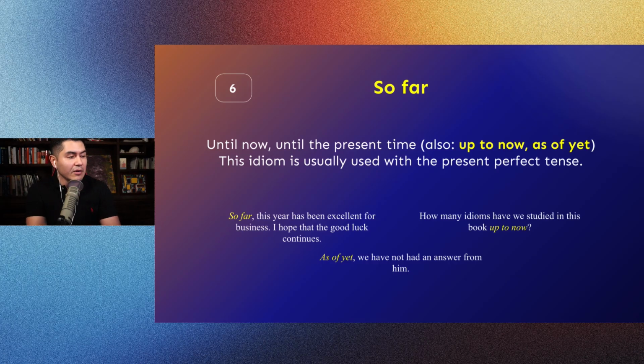As of yet, we have not had an answer from him. So you called the person yesterday, you emailed the person yesterday, and then you connected to the present. And as of yet, you're combining the past and the present. As of yet, no response. We have not received a response. And again, there's that present perfect tense. Okay, very important, especially in business.